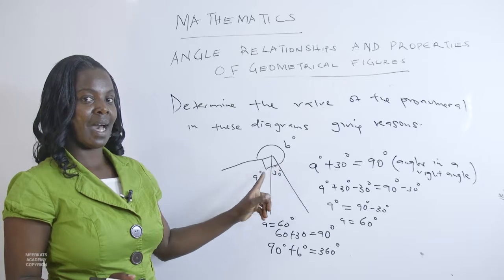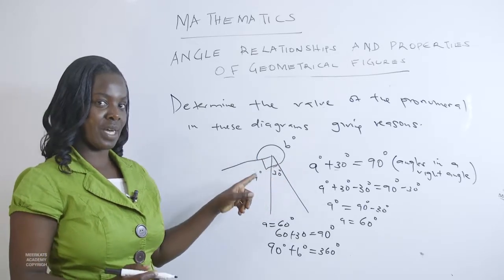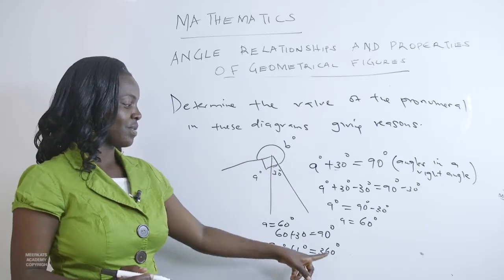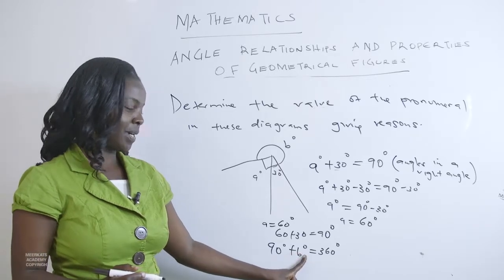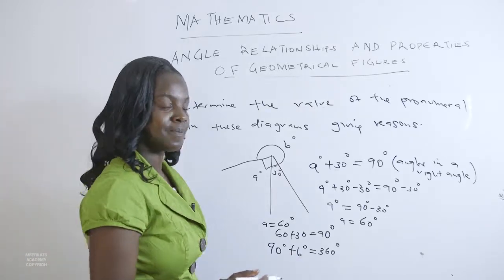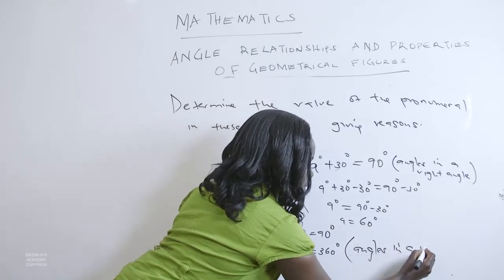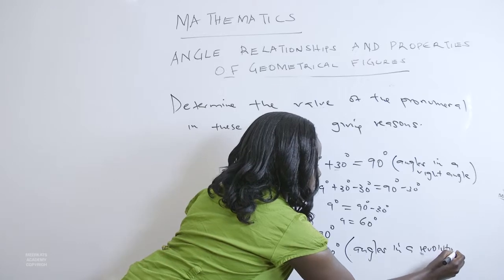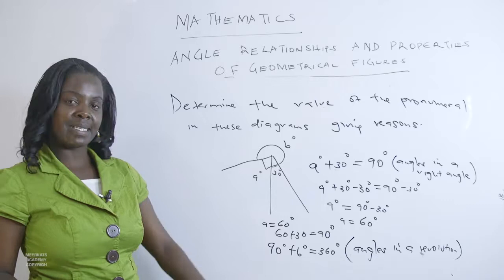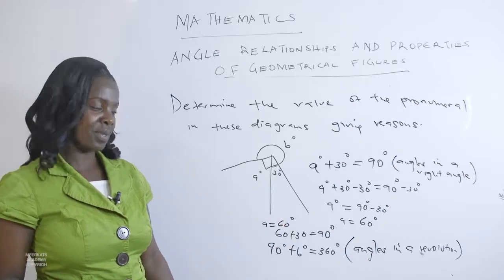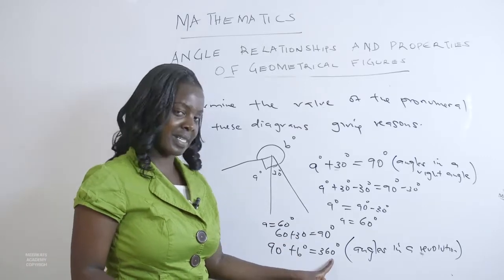That will make a complete turn, isn't it? A complete turn, that is a revolution. And we have said a revolution always measures 360 degrees. So we say 90 plus B should give us 360. What is the reason? Angles in a revolution. That is enough reason. You don't have to write so many statements. Angles in a revolution add up to 360 degrees.